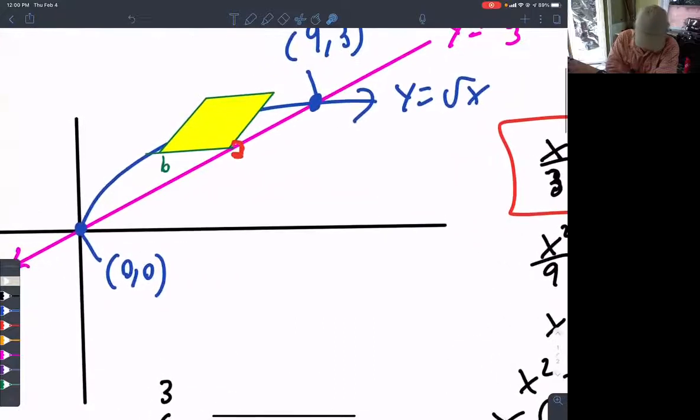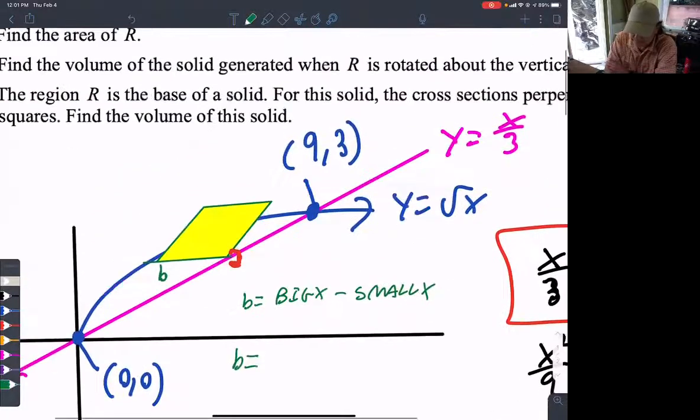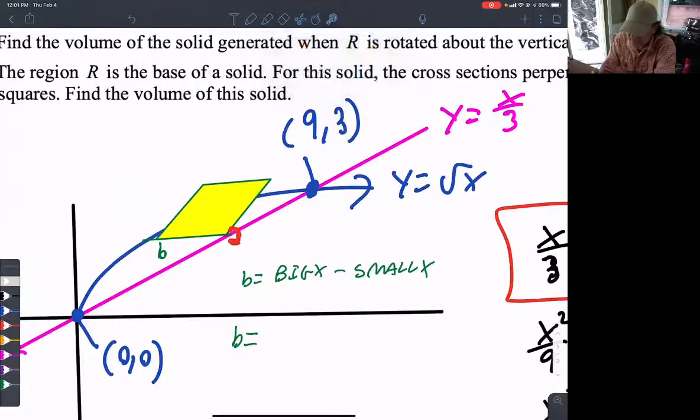So what is b? To calculate b, that's going to be big X minus small x. Because what changes as you move left to right? X changes. So you got to take your big X minus small x. Big X is this fuchsia line. So what is the fuchsia line? Big X is not x over 3. X over 3 is y. Y is x over 3. You want x. You need to solve for x. So on this, if I multiply both sides by 3, I get x is 3y. That's my big X, 3y.